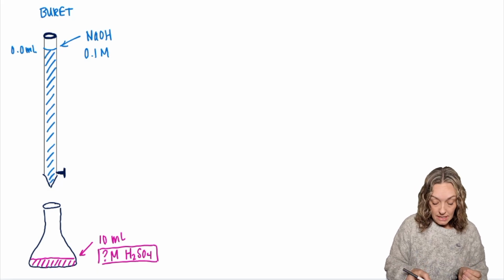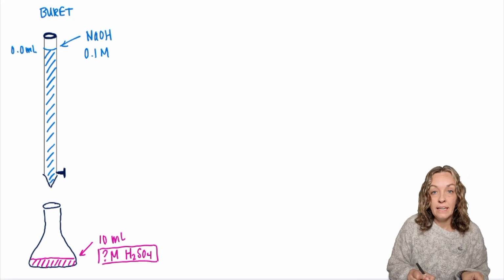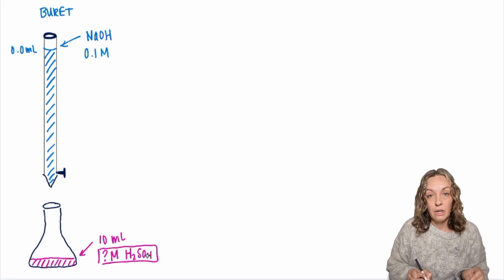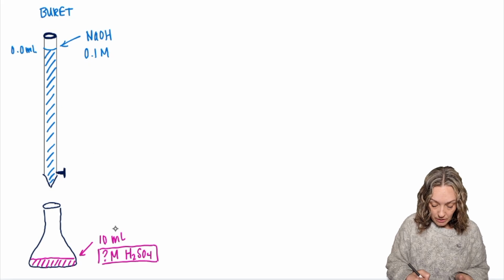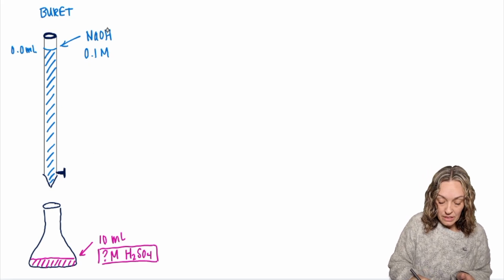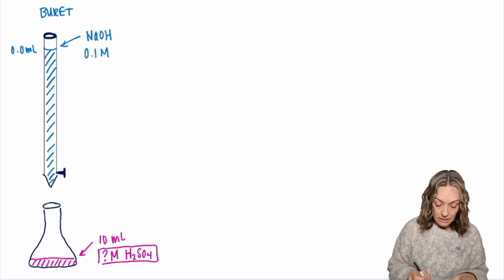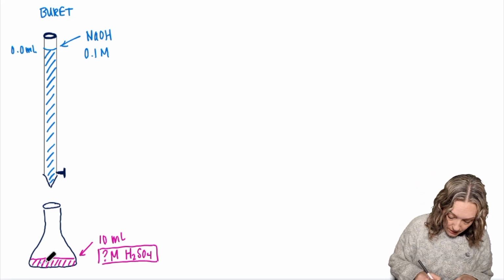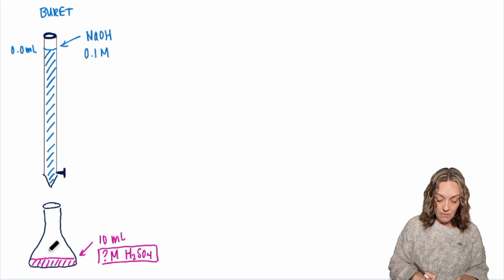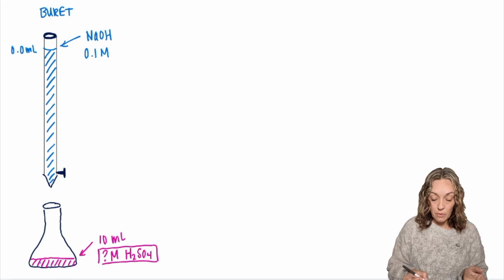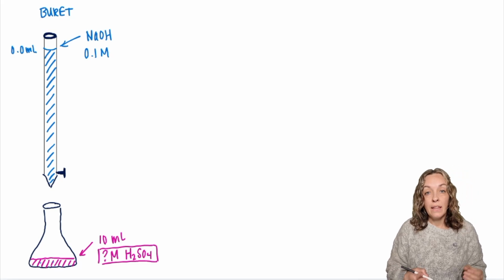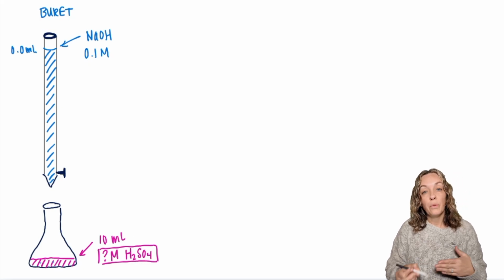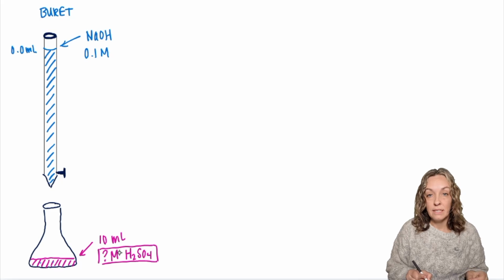Now the goal of this is to add exactly enough NaOH from the burette in order to neutralize my H2SO4. The problem is that I can't see when all of my H2SO4 has reacted with the NaOH. So instead, we're going to add something called an indicator. An indicator is a substance that changes color at a specific pH. When we add our indicator, we would just add a couple of drops of indicator into our H2SO4 before we begin adding the NaOH. Again, the goal is to add exactly enough NaOH to react with the amount of H2SO4. We'll then be able to use the data that we collect in order to determine the concentration or molarity of our H2SO4.